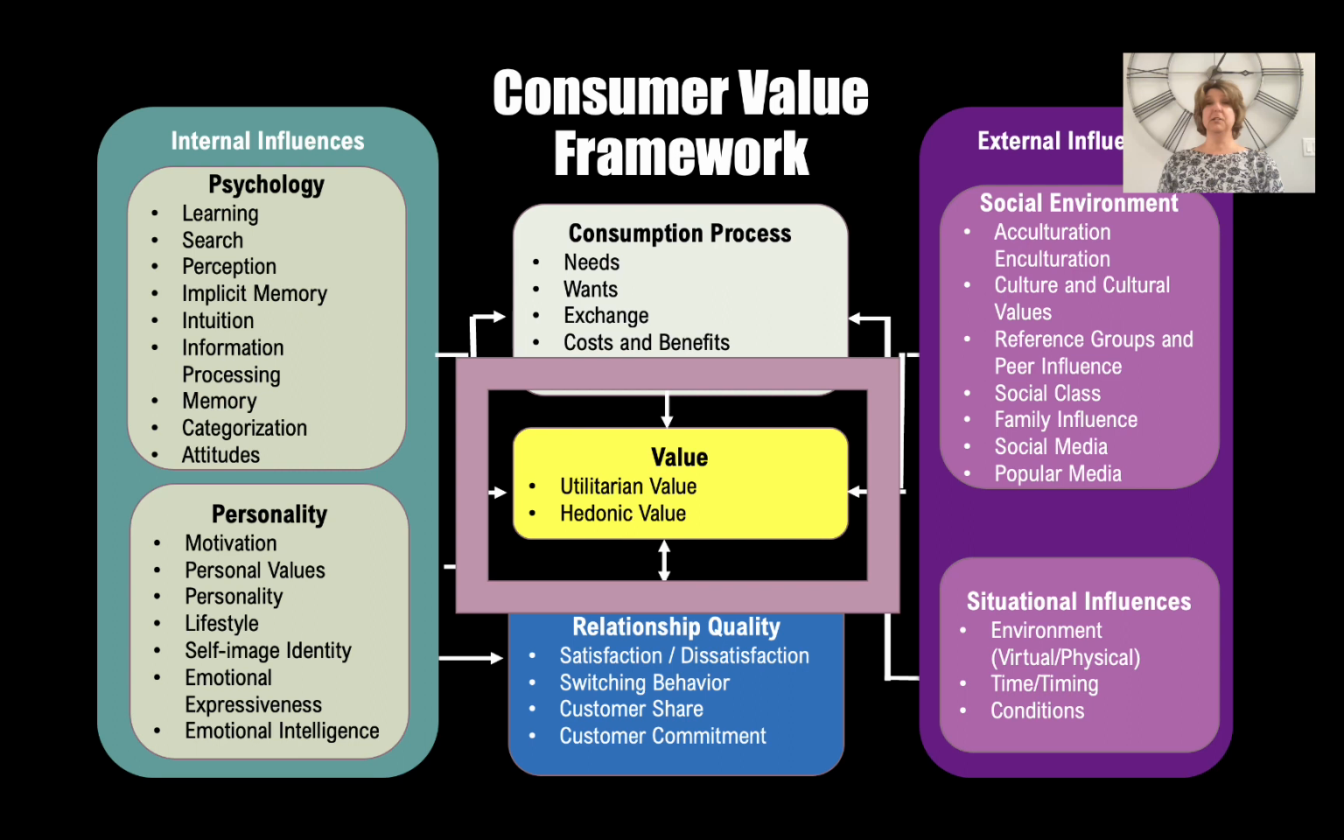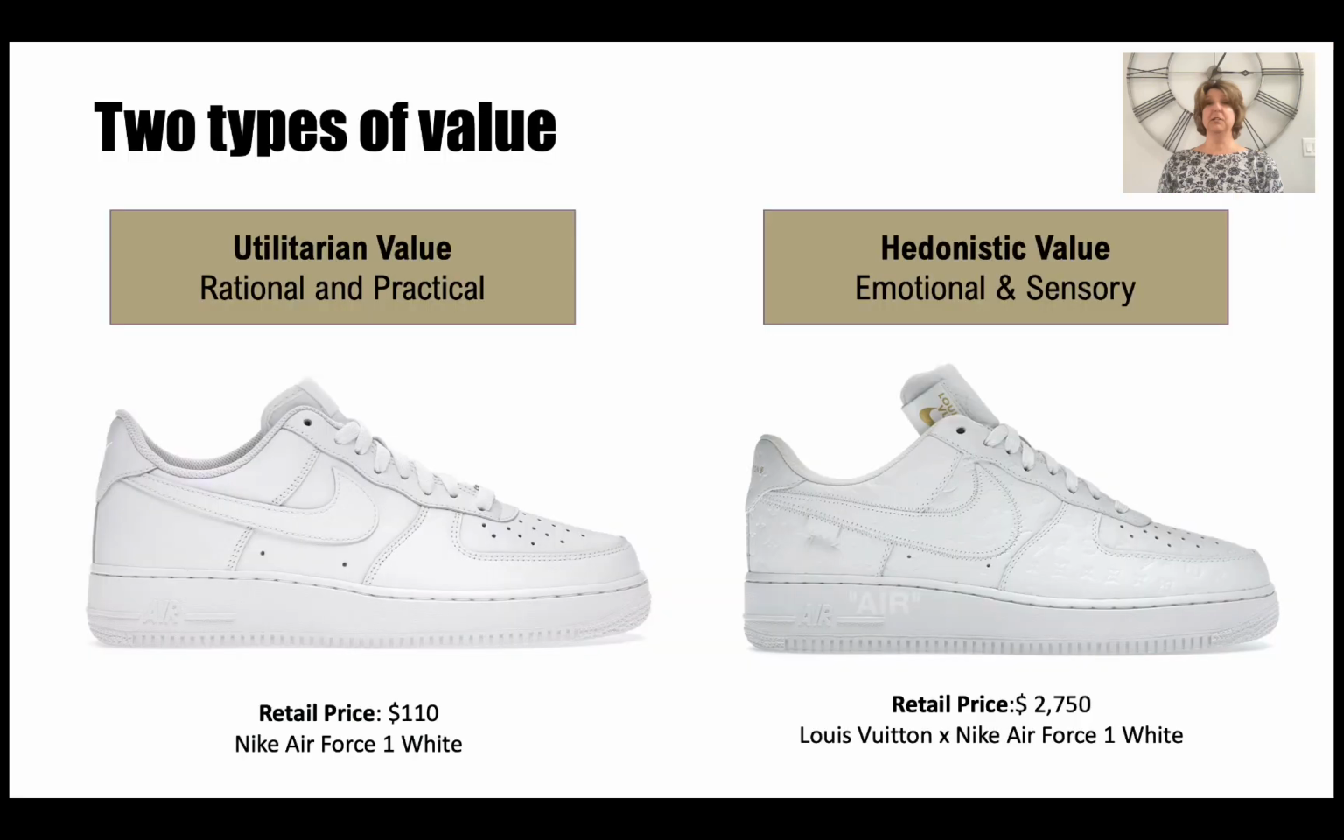So lots of words on this slide, lots of concepts that we're going to be learning throughout the semester. But I want you to think about this thing. There are two types of value. I showed you the perception of the two gentlemen. One had the business suit on, the other guy had the Supreme hoodie. Well, those could also be split into a couple different types of value. So a utilitarian value is rational and practical.